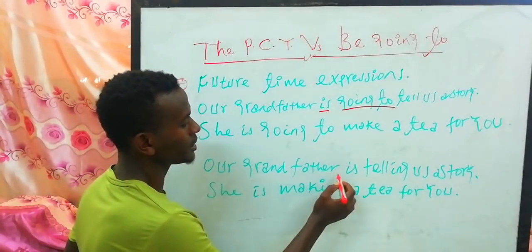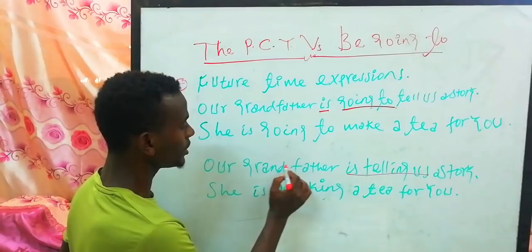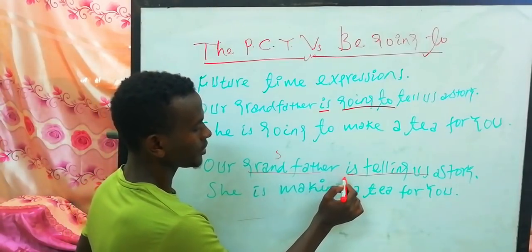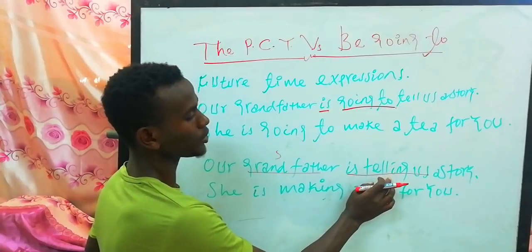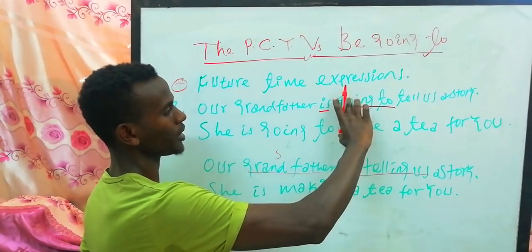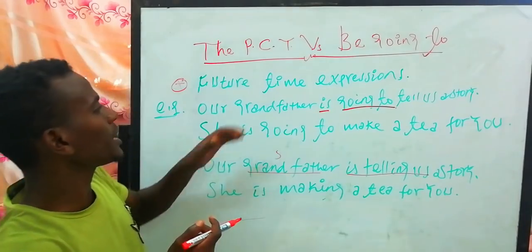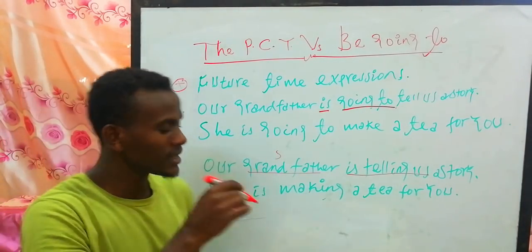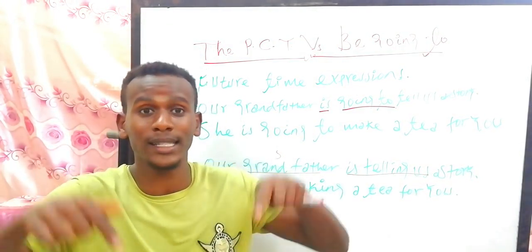Our grandfather is telling us a story. Present continuous tense. The subject is our grandfather. Is, are, or am plus a verb in the -ing form is the present continuous tense. Be going to: our grandfather is going to tell us a story. Our grandfather is telling us a story now, at the moment, at the time of speaking.